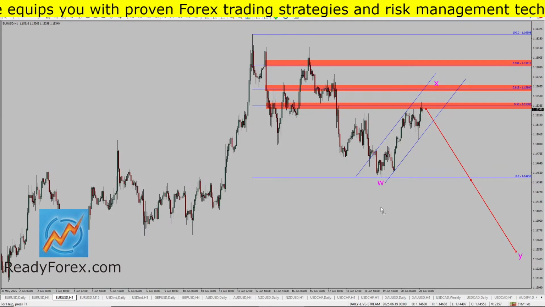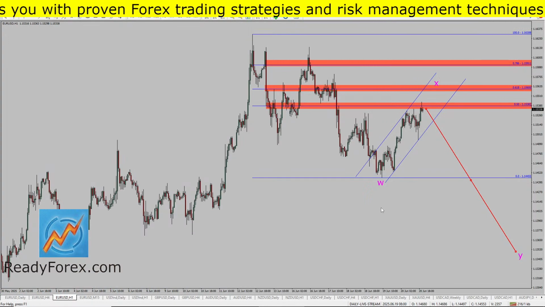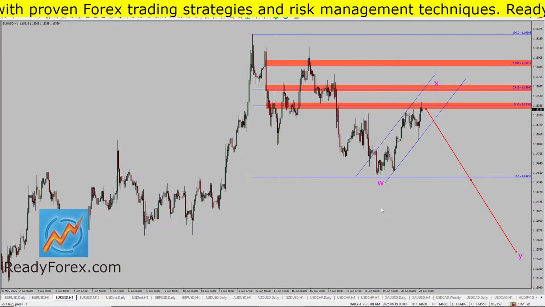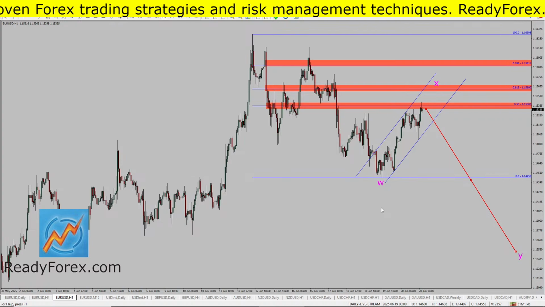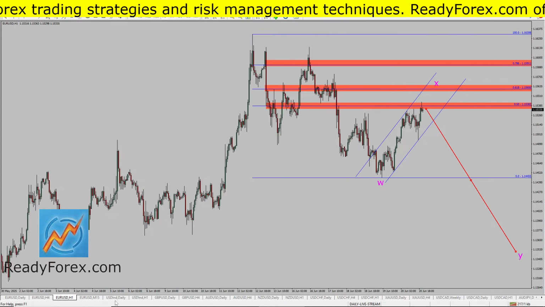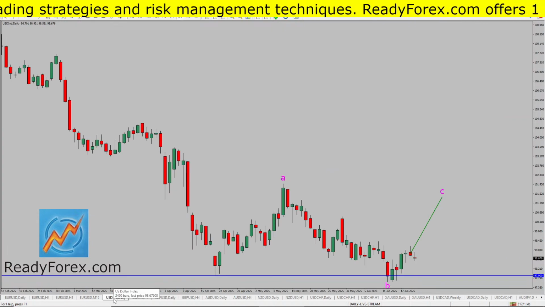Okay, next one, let's just take a look at the United States dollar index.